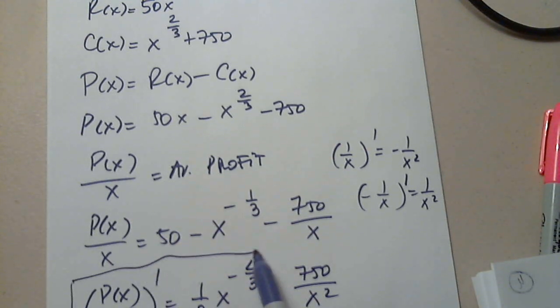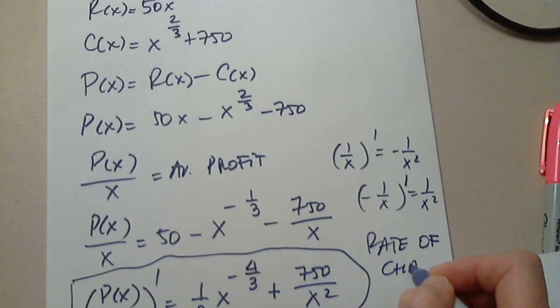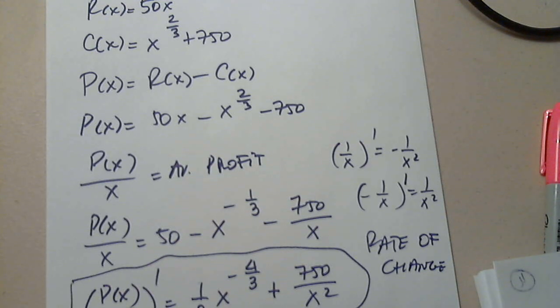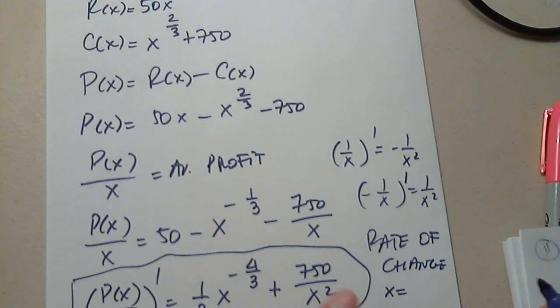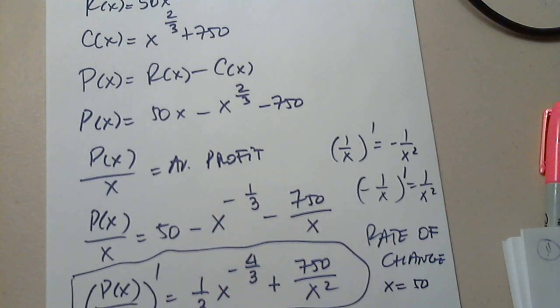So I determined the rate of change of the average profit. So this is the average profit. This is the rate of change of the average profit. And now they may ask us to plug in x equals 50 or whatever, and we plug it in. Be careful how you enter this in the graphing calculator.